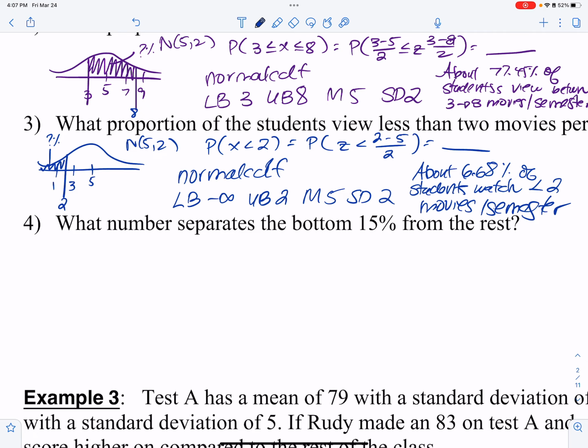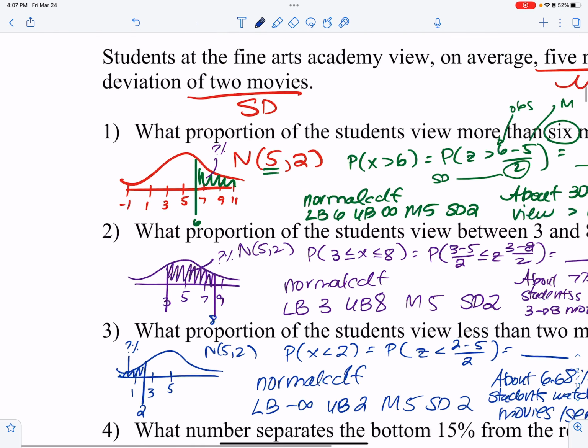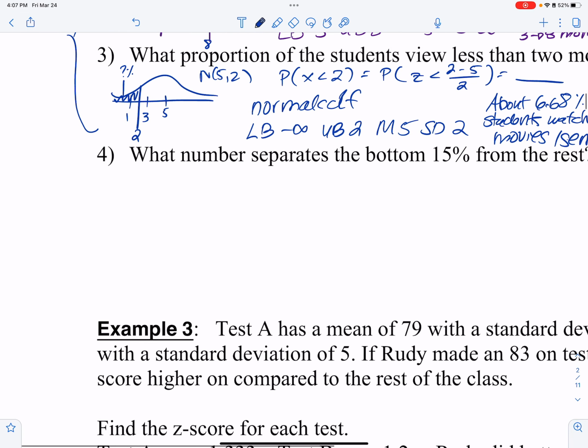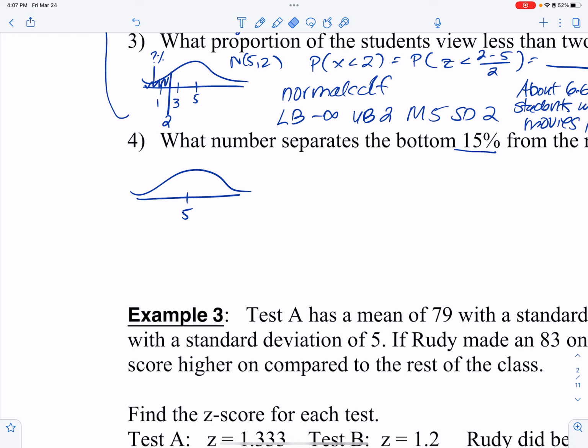All right, and now this is the other type. So these are all normal CDFs. This one's now an inverse norm, because this one gives you a percentage, and now it's asking you to find a numerical value. So there's the bottom 50%, so I have 5. So I know where that's going to be as far as, remember, 68, 95, 99.7. So let's look at that first. Well, that's a really ugly graph. Let's look at this one before I draw this.